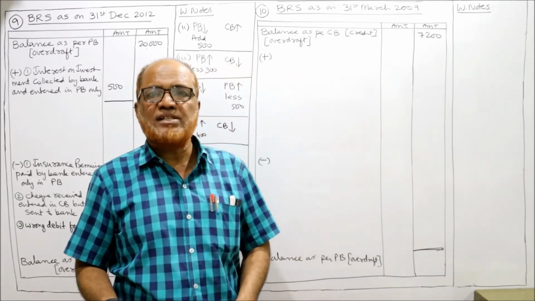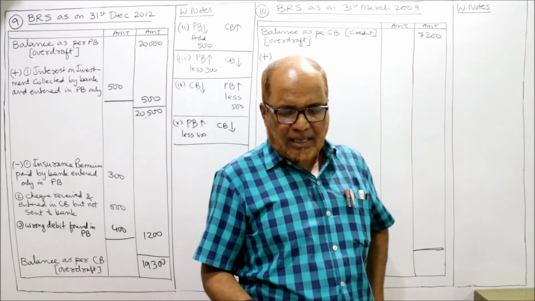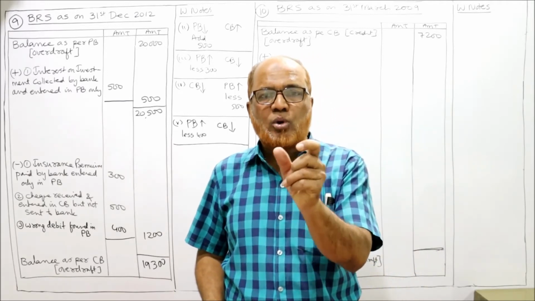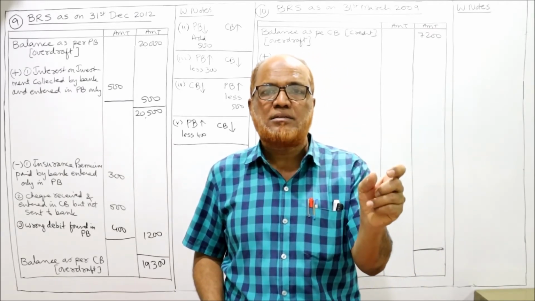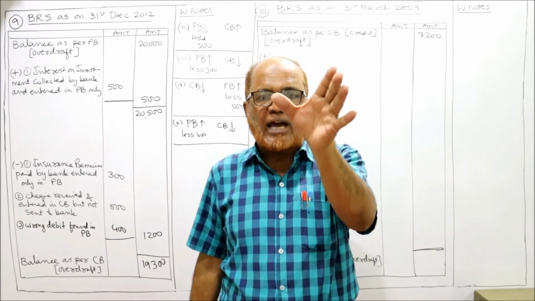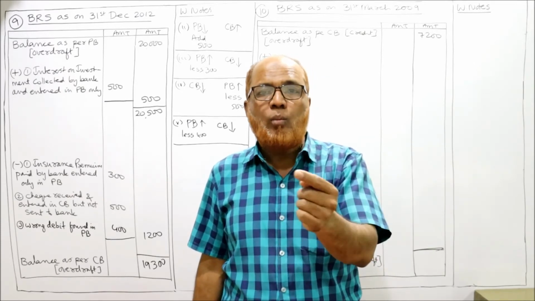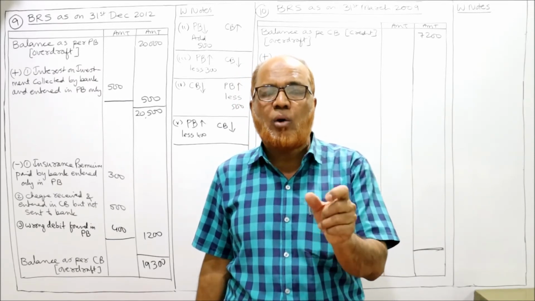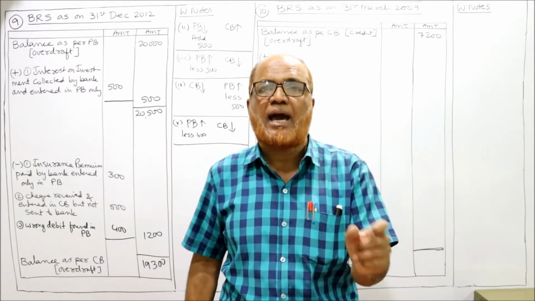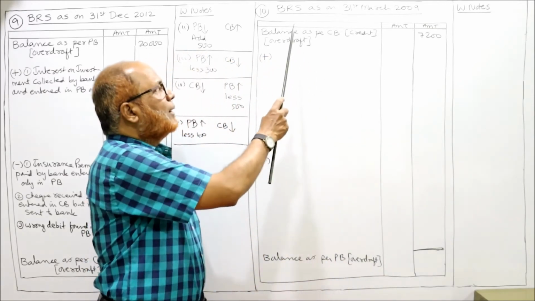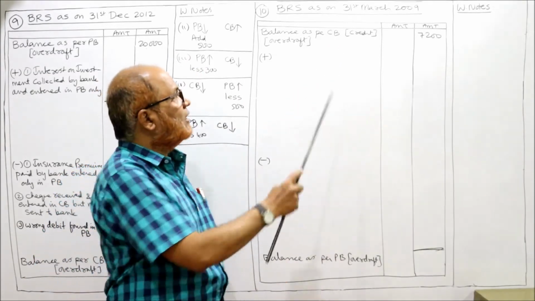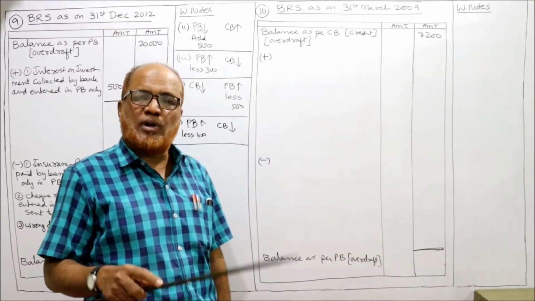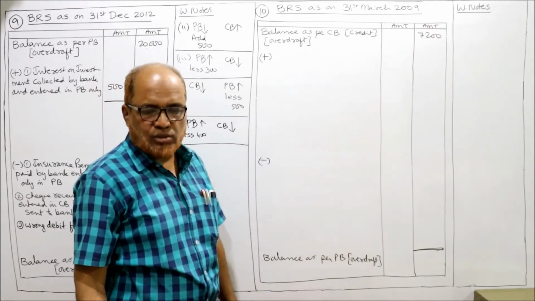See, on 31st March 2009, the cash book of Ramesh showed a credit balance of 7,200. Cash book showing a credit balance means overdraft. When the cash book shows debit balance, favorable. When cash book shows credit balance, it is overdraft. So we are given the overdraft balance as per cash book. I have prepared BRS as on 31st March 2009. Balance as per cash book, credit balance, means overdraft 7,200.